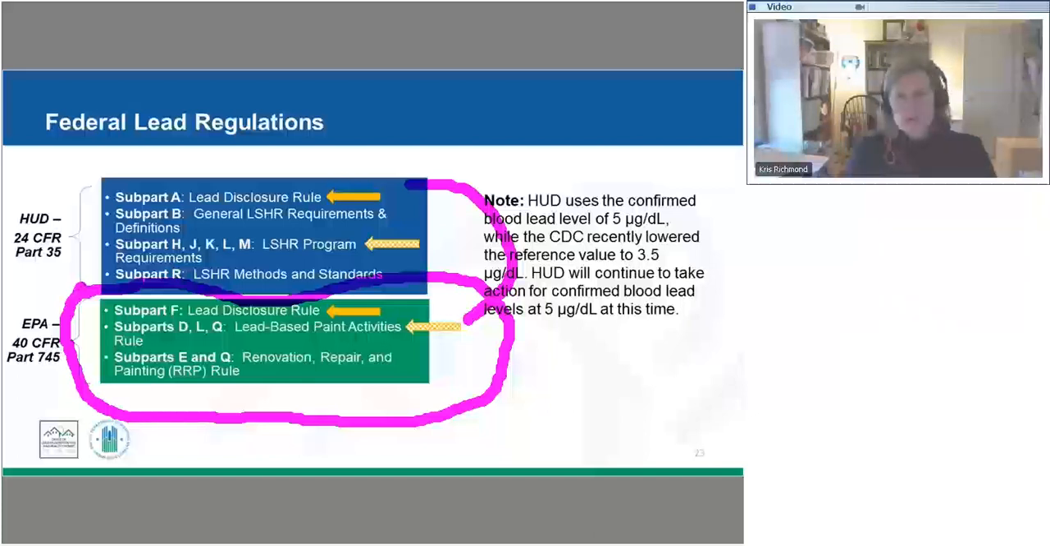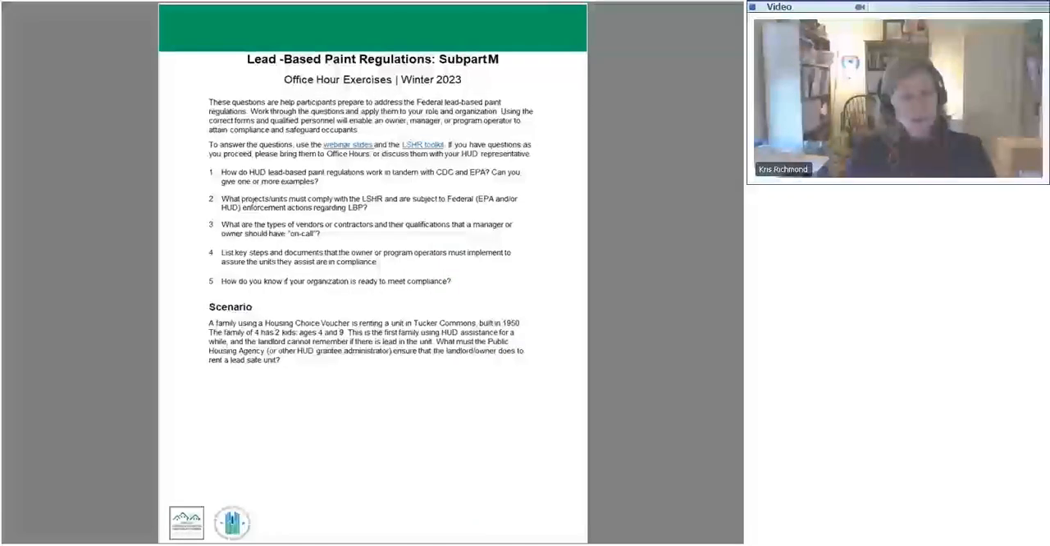All right, let's go back to our exercise, and we'll look at question 2. What projects or units must comply with the lead safe housing rule, and what are they subject to? So what are the enforcements regarding that? So we'll go back. Remember, we're dealing with pre-1978 units. So all pre-1978 units that do not have an exception fall under the lead safe housing rule.